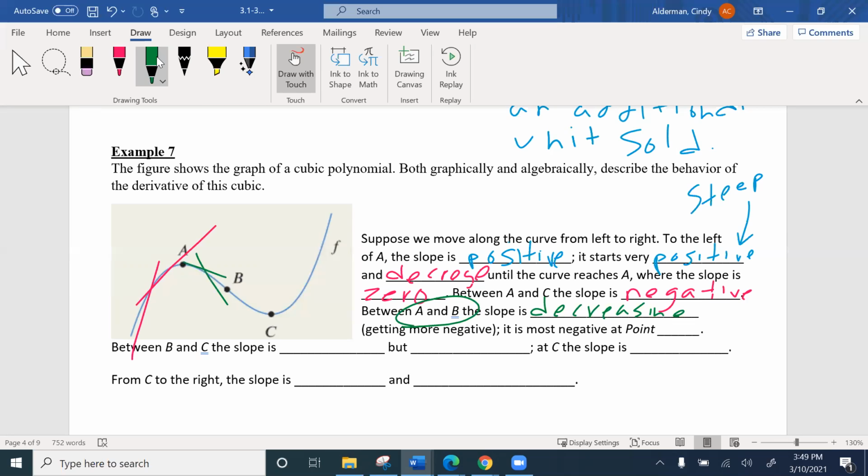Okay, and what it's doing is it's getting more negative, right? That's why it's decreasing. It's getting more and more negative. And it is most negative at point what? Right through here, right?